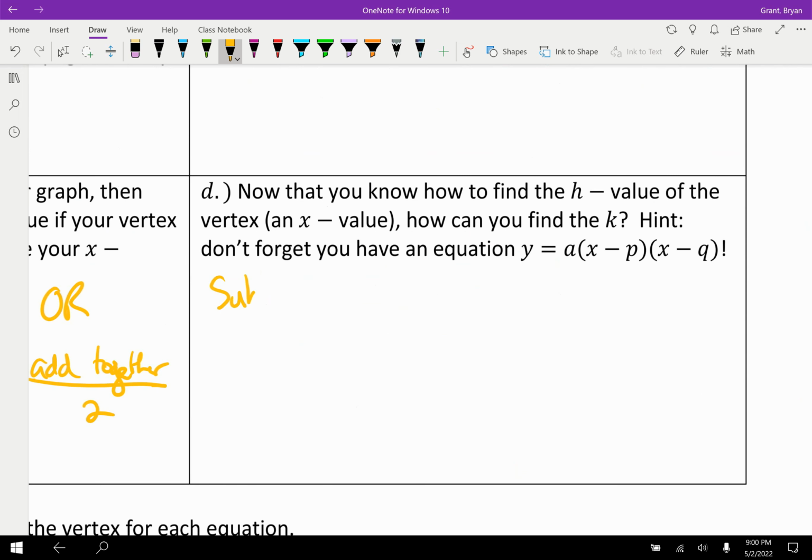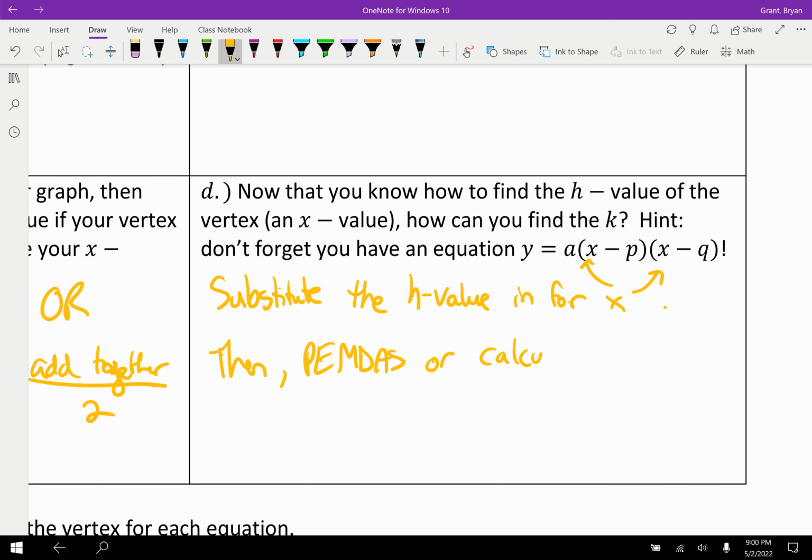Well, we substitute the h value in for x, and I'm going to draw two arrows here. Then PEMDAS, just like the y-intercept, or calculator, to find the output, which is the k value. All right. So really the process isn't too bad.